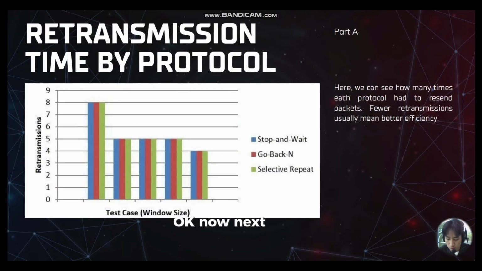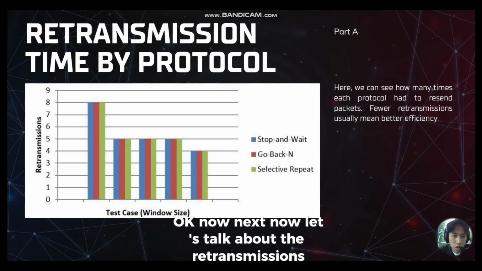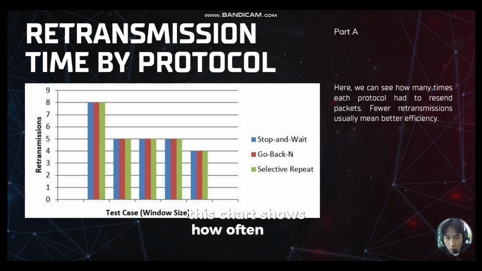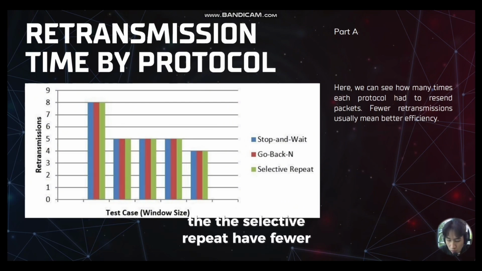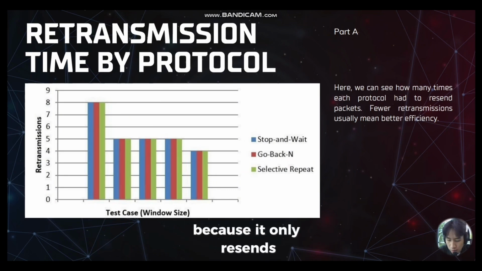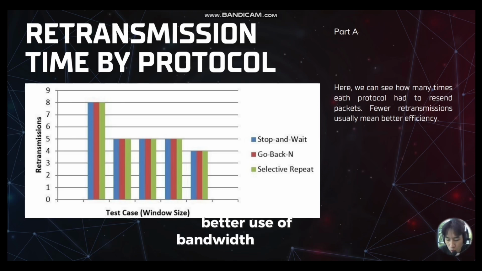Okay, now let's talk about retransmission. This chart shows how often each protocol has to resend packets. Stop and wait and Go-Back-N both show more retransmission, especially when there is packet loss. Selective repeat has fewer retransmissions because it only resends the lost packet, not the whole sequence. So fewer retransmissions usually means better use of bandwidth and less delay.